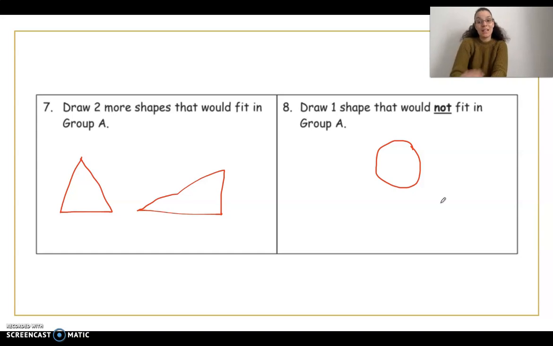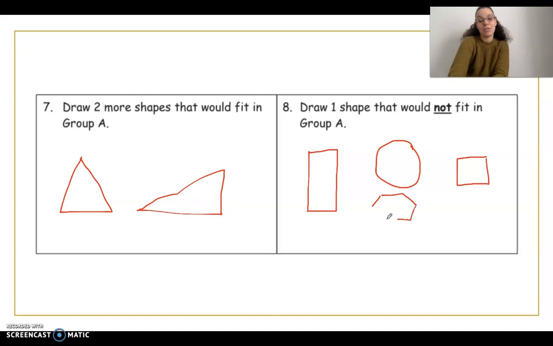Well, don't worry, because if you drew a square, you're right, that does not fit the rule. If you drew a rectangle, you're right, that does not fit the rule. Even if you drew a hexagon, which is pretty tricky to draw, you're right, those do not fit the rule. If you drew any shape that doesn't have 3 sides or 3 corners, you got it.